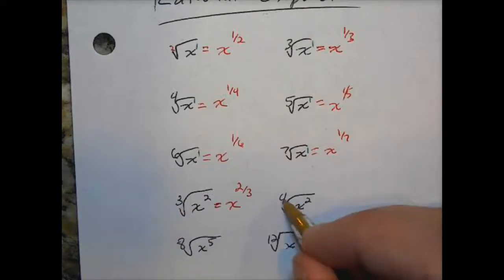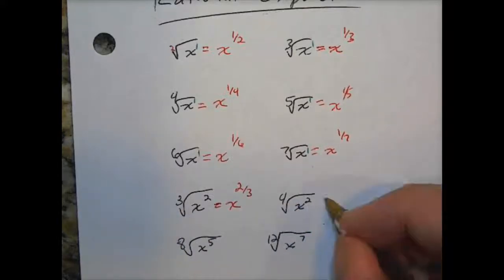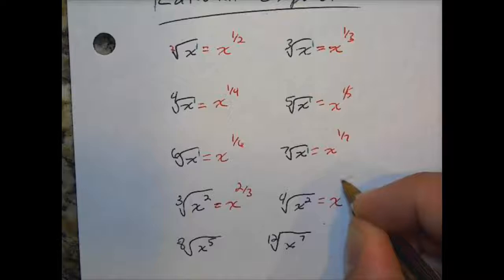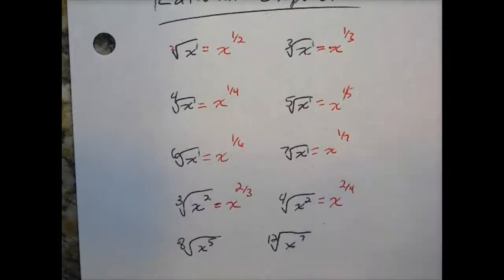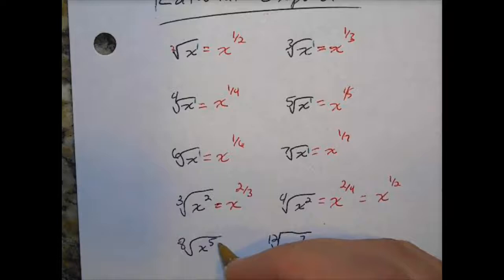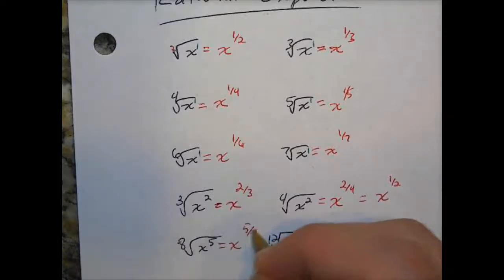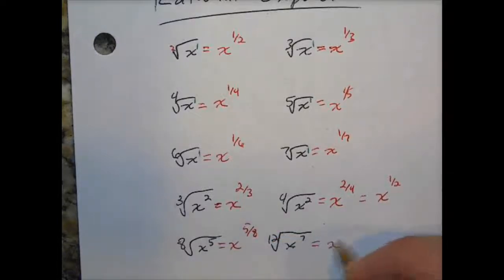So here I have the fourth root of x squared, which would be the same thing as x to the 2/4, which is actually the same thing as the square root of x. They're both the same thing there. Here I would have x to the 5/8 power. This would be x to the 7/12 power. Well, that's kind of how that works.